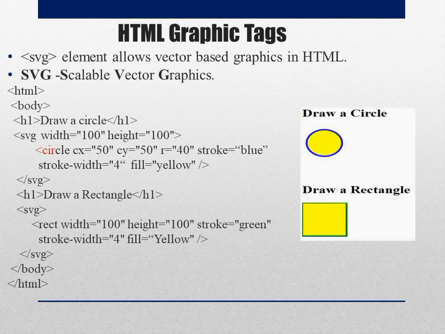Here, the tag circle is used to draw a circle. CX and CY denote the coordinates of the center and R is the radius. And stroke equal to blue and its width is 4. That means the outline color of the circle is blue and the width of the outline is 4. And the fill color is yellow. That means the fill color of the circle is yellow. Similarly, for the rectangle, we are using the tag rect for drawing a rectangle with its width 100 and height 100. And stroke value green, the width is 4 and the fill color is yellow.